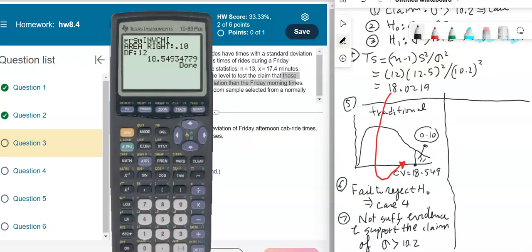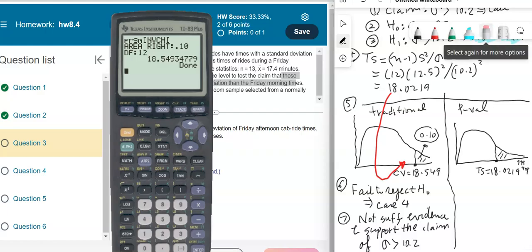Now, if you use the p-value method, the p-value works with the test statistic. So this point is the test statistic. It's not the critical value. 18.0219. If you go all the way to the right, what is it? 999,999, right? Okay, let me draw a bigger picture, okay? Here.